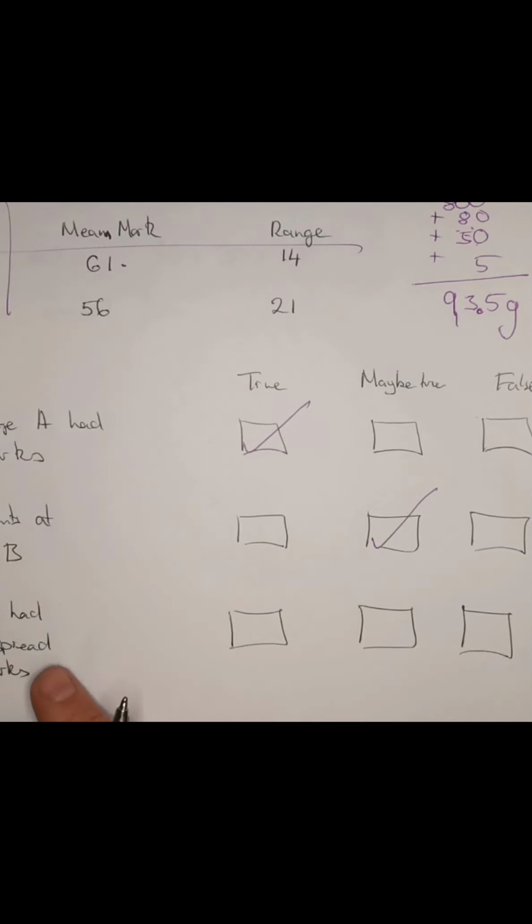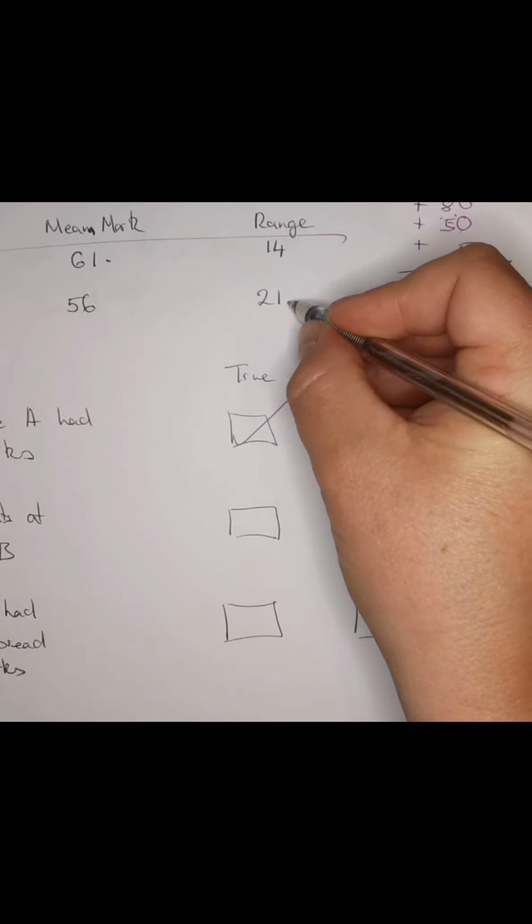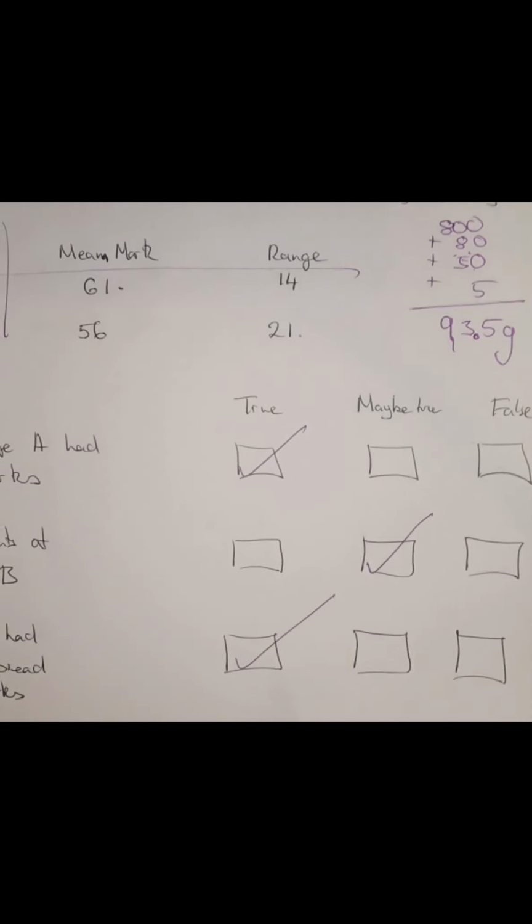School B had a greater spread of marks. Well, the range is to do with the spread of data, isn't it? So school B has got a bigger range, so that must be true.